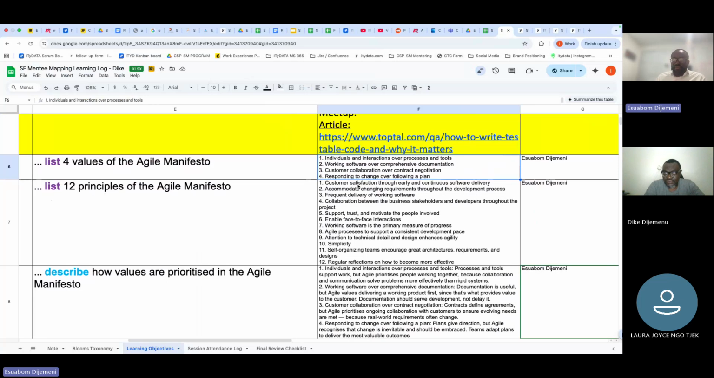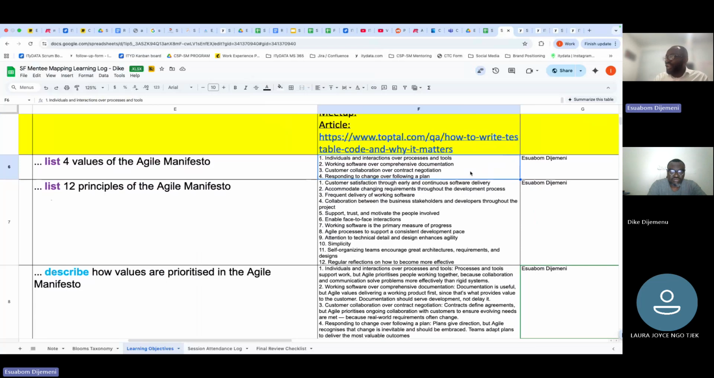I do agree with these four values. The only thing is, when you were presenting these values, what was the source of this information? Where did you get your information from? Online. Because you said you got it from the Scrum guide. Yes, from the Agile Manifesto document, yes.